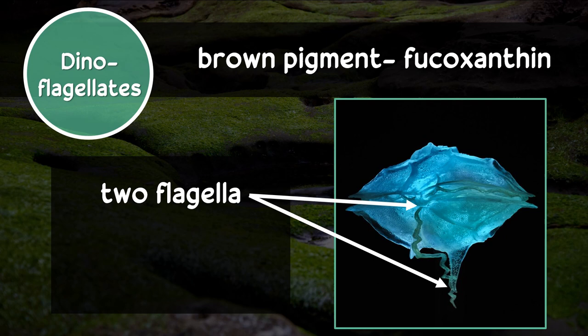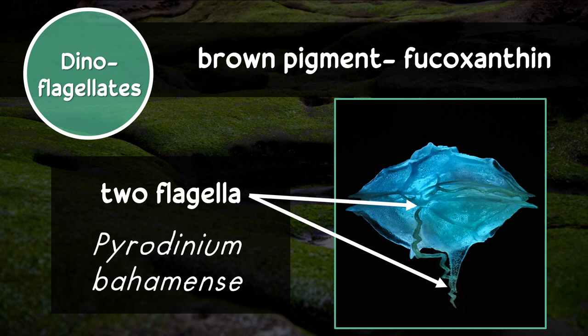Dahil sa dalawang at equal na flagella na ito, ang movement ng dinoflagellates ay spiraling and they spin like a top. This dinoflagellate is called Pyrodynium bahamense, which actually displays bioluminescence when agitated. They glow blue.